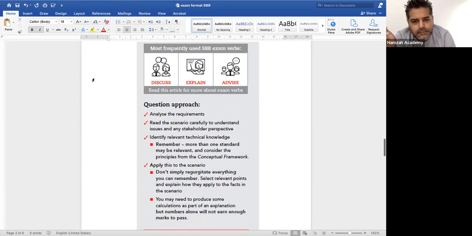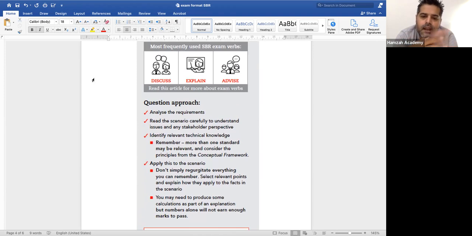And then as far as the questions are concerned, we are going to have the requirements in these three technical ways: either we have to discuss, or we have to explain, or we have to advise, right? Now, the question approach is to analyze the requirements, and read the scenario carefully to understand issues and any stakeholders' perspective. This is really very important, because when the examiner is asking about a solution according to a specific stakeholder's perspective, then we have to answer it accordingly, right?